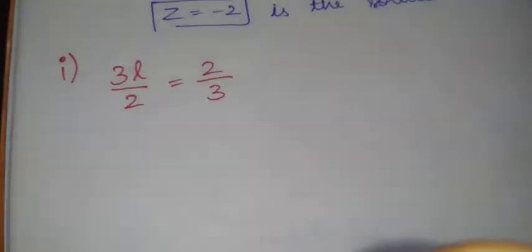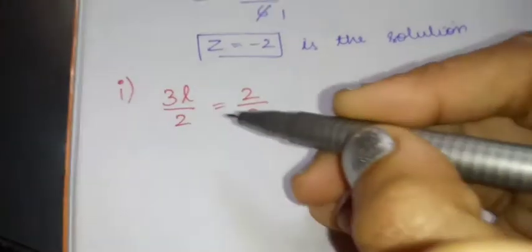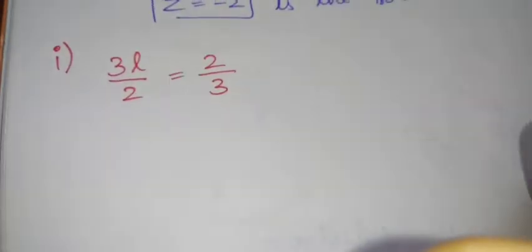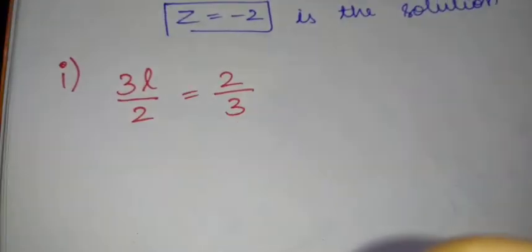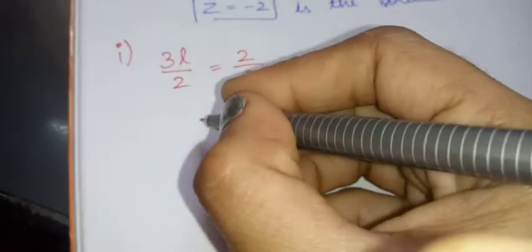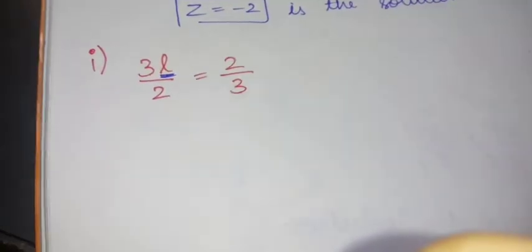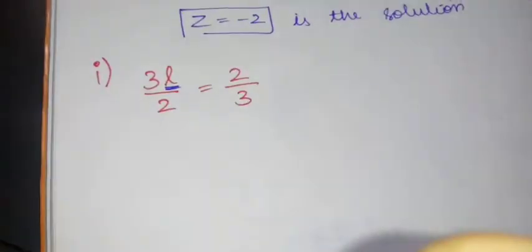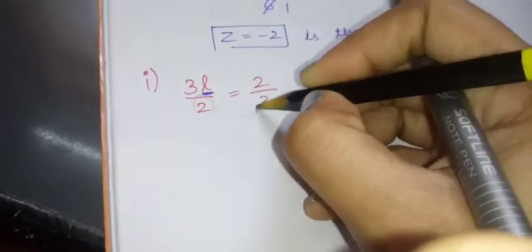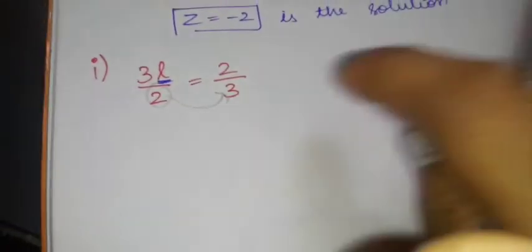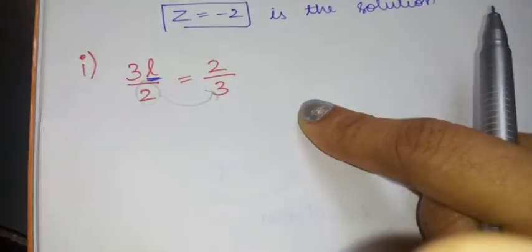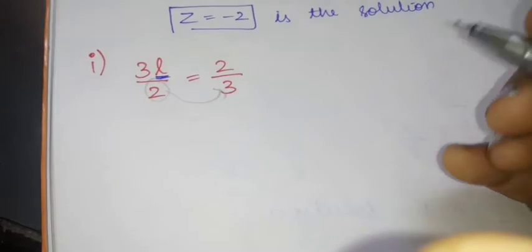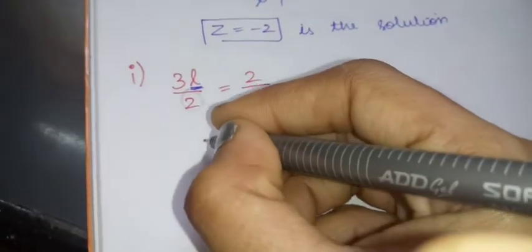Okay. Next is your I problem: 3L by 2 is equal to 2 by 3. What do you have to find? You should find the value of L. So first you can shift this 2 to that side, right? Yes, because it is division. Then you can shift the multiplication. So first I am shifting the 2.